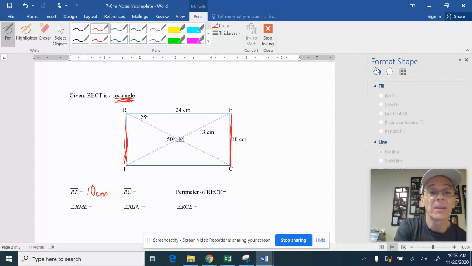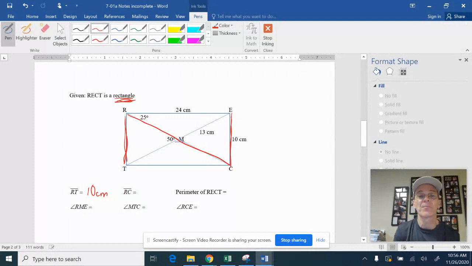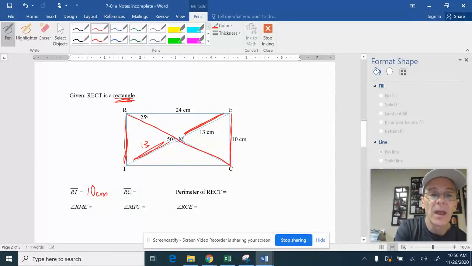RC, how about the length of segment RC? That whole segment there. Think about that for a second. Any ideas? Well, this is 13, so that's also 13, and that's also 13, and that's also 13. Don't all four of those segments appear to be congruent to each other? So the length from R to C is 13 plus another 13, 26.